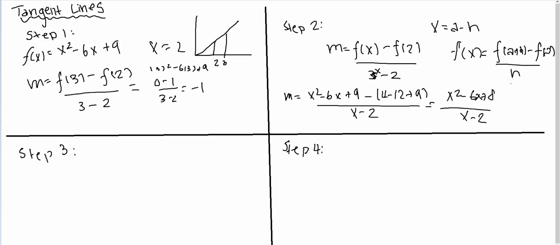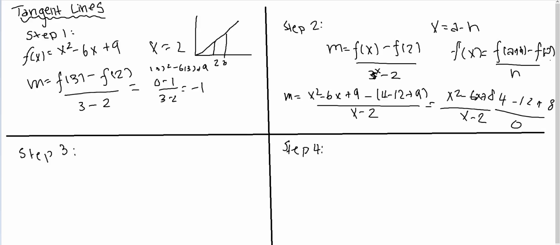Now, in order to compute this, if we were to plug in our value 2, that's our desired point of tangency, we're going to get 4 minus 12 plus 8 all over 0. The reason why this doesn't work is because we can't divide by 0.